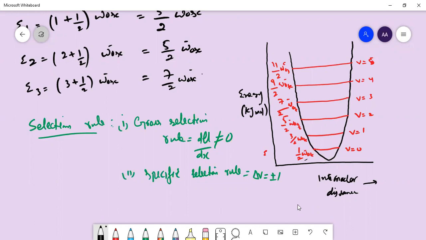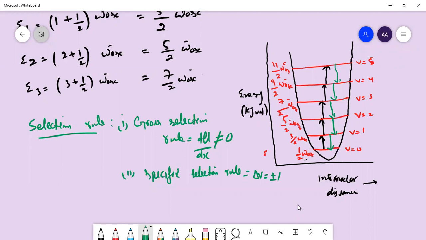It means the transaction can occur from this level to this. It can only go from this level to this, and in the reverse order, and this is to this, and then from this level to this level, from this level to this level, and also in the reverse order, from this to this, this to this, this to this, this to this, and from this level to the next lower level. So the change in the value should be only plus or minus 1.